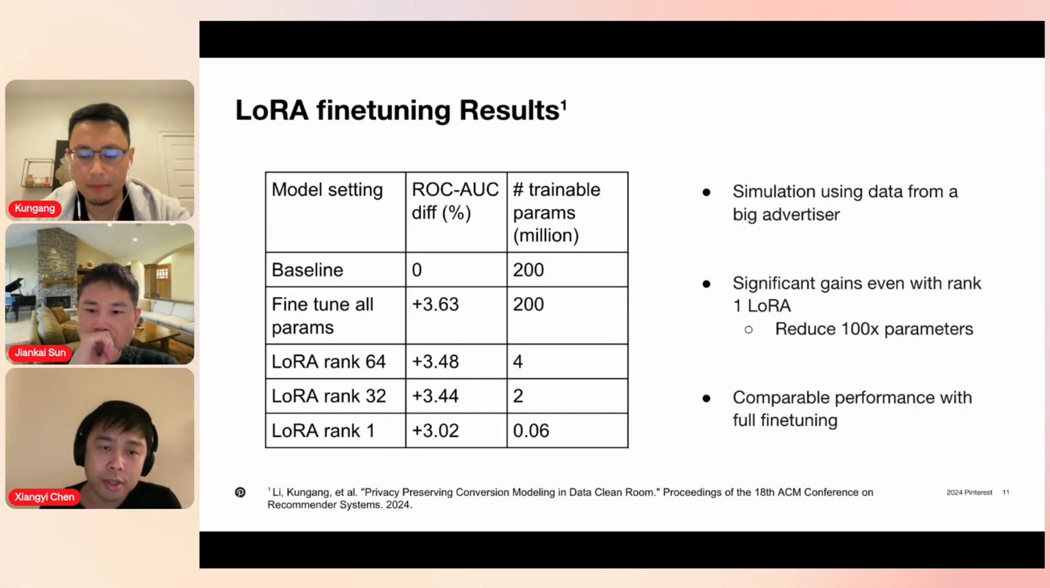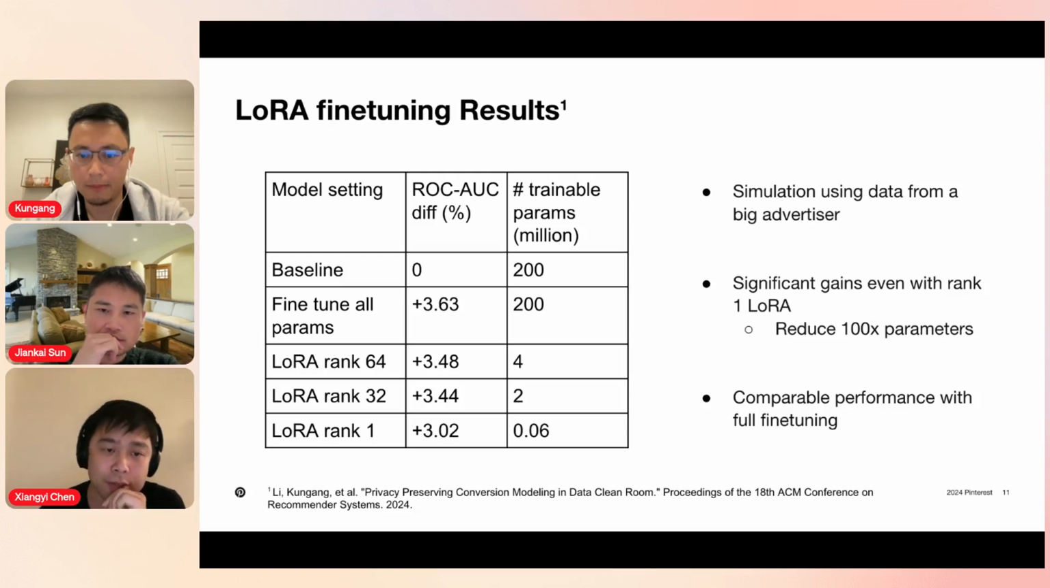This page shows the results for LoRA fine-tuning. The setting is we simulated this clean room setting using our in-house data, and we separate a big advertiser's training data out from the conversion model, and then we train a model without using the advertiser's data, and then we fine-tune our model either using full parameter or using low-rank adapter using the separated advertiser's data.